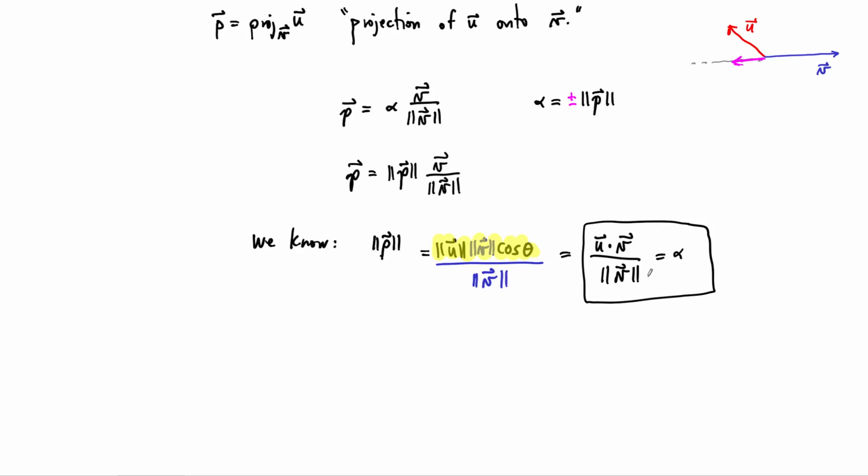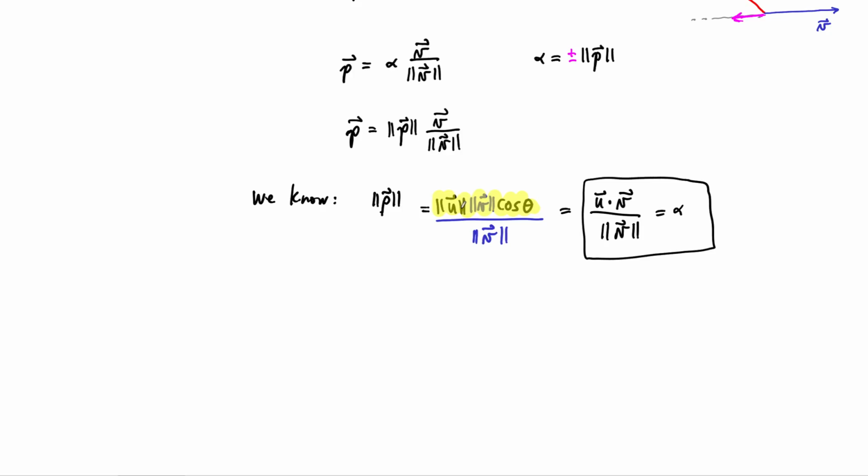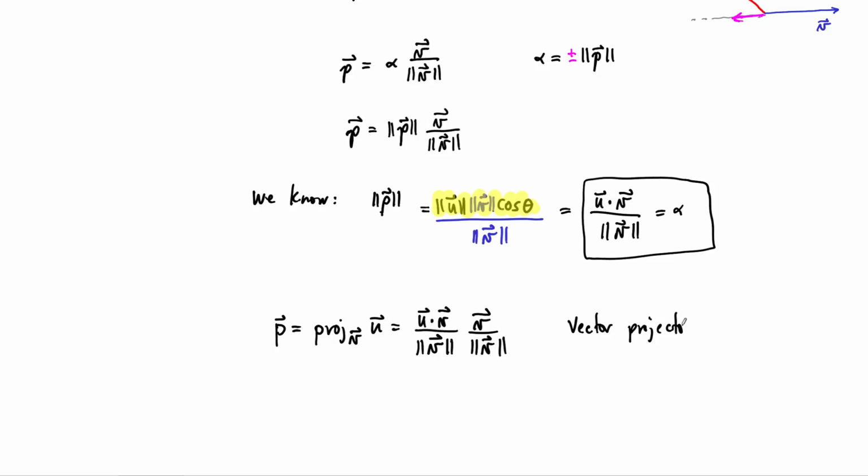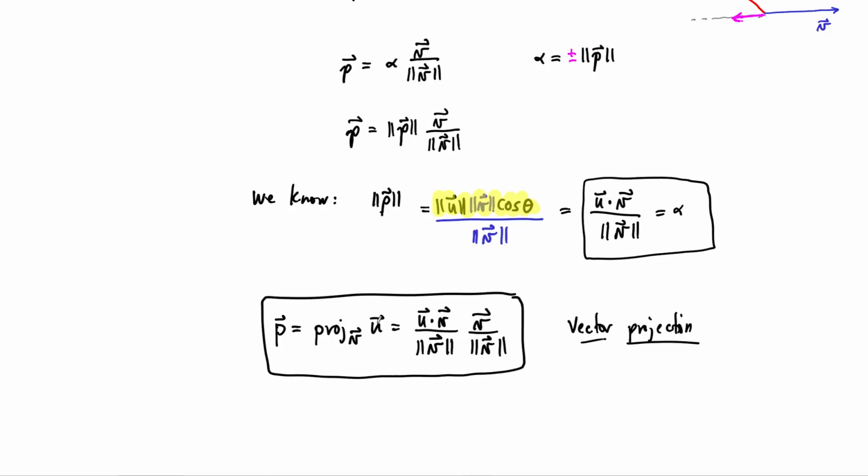And so what we've done then is derived a formula for that projection vector p. So p is the projection onto v of u, and it's given by this formula: alpha, which is u dot v over length of v, times the unit vector in the direction of v, right? So times v over length of v. All right, so this is called the vector projection of u onto v. So it's vector projection, I'll just leave it like that. And it's denoted by proj sub v of u.